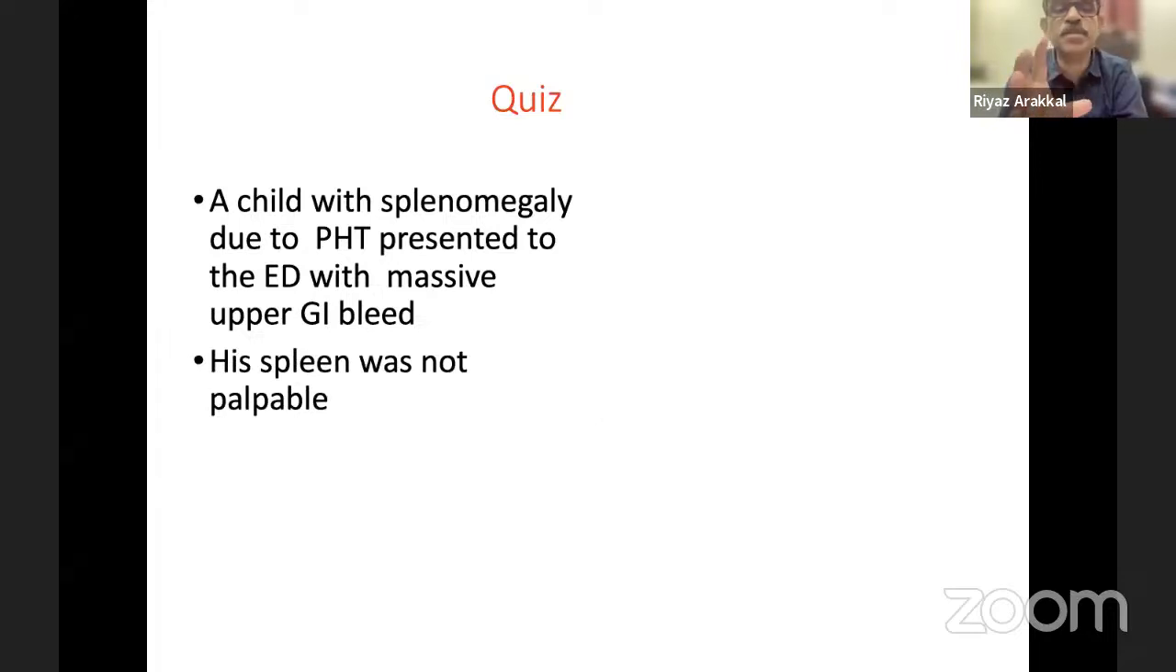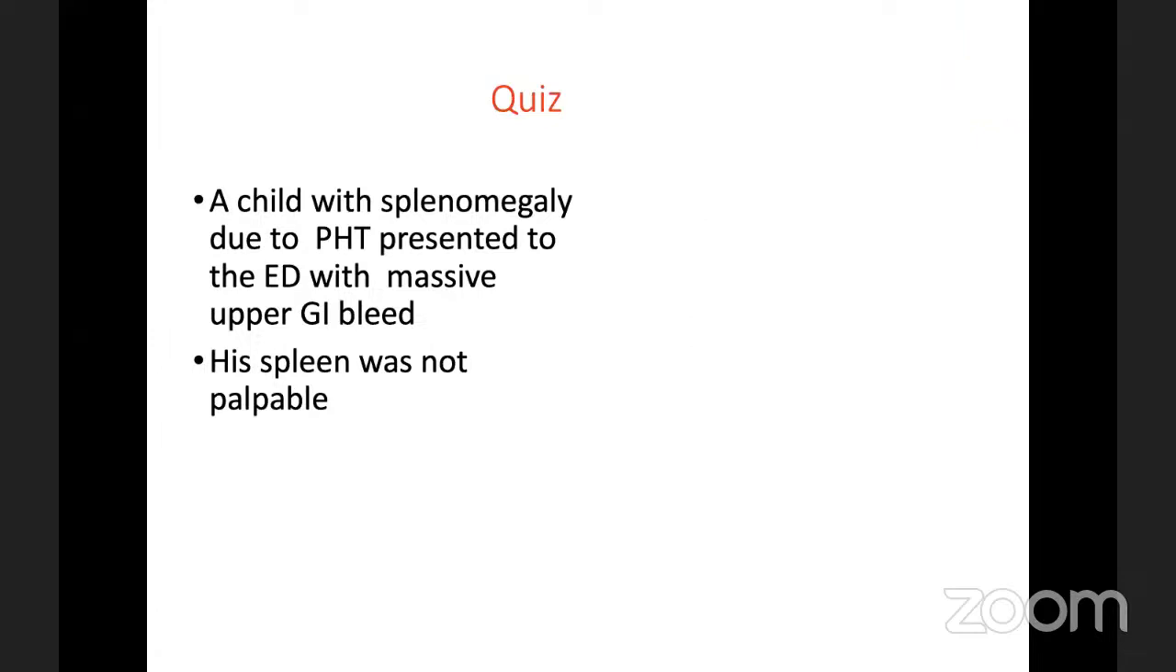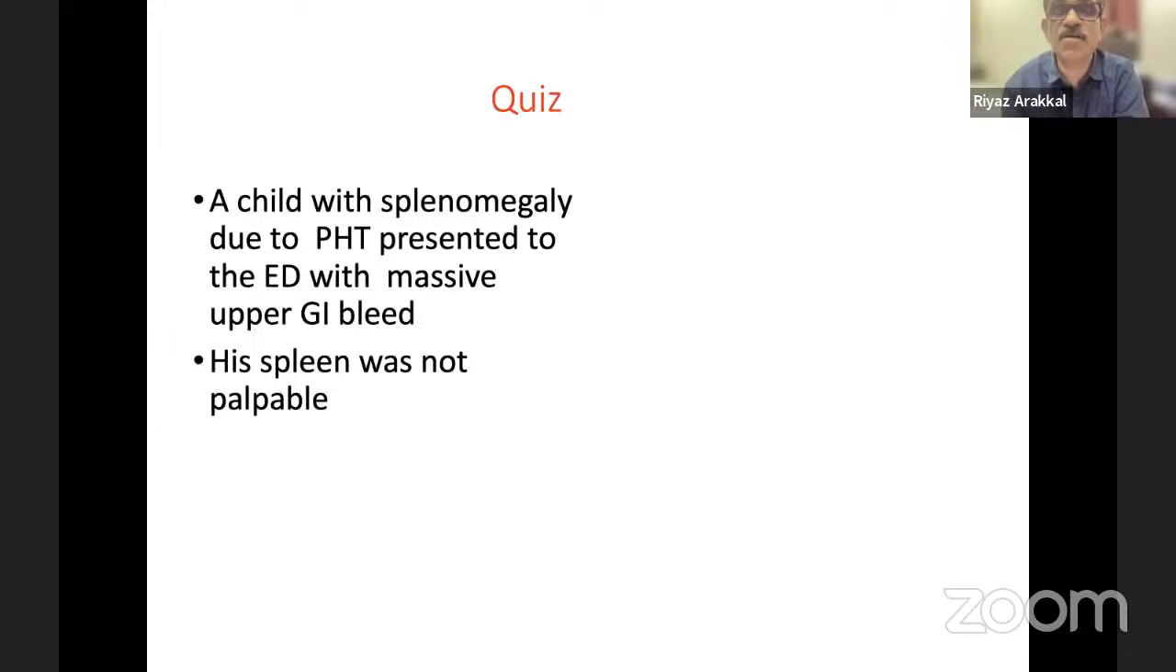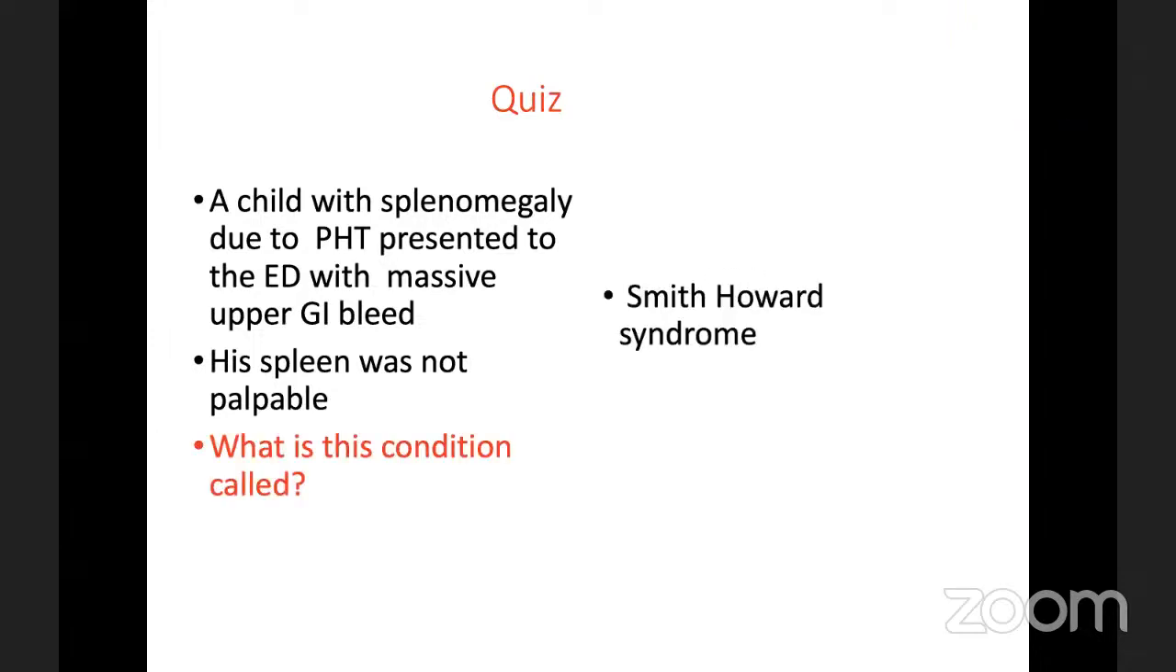So here, a documented splenomegaly after a massive upper GI bleed, the spleen is not palpable. What is this condition called? Anybody? Aisha? Smith has already reported in the chat box. Okay, Smith, what have you written? Smith-Howard. Very good. Who else has written it? Farsana. Very good. This is called Smith-Howard syndrome.